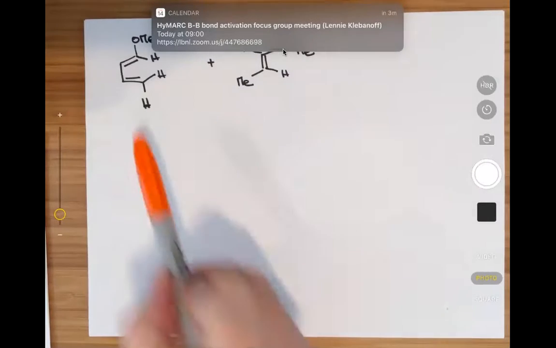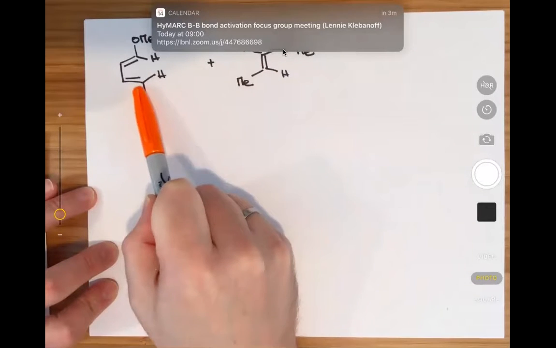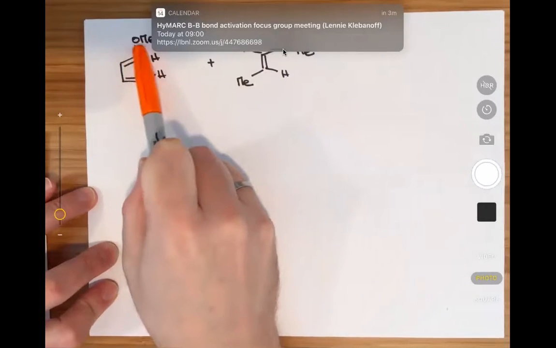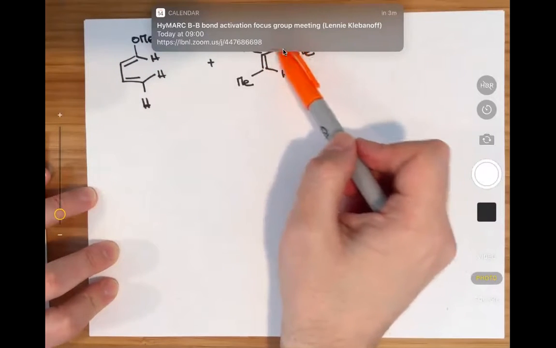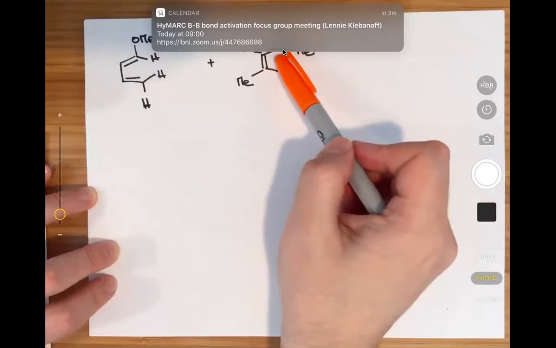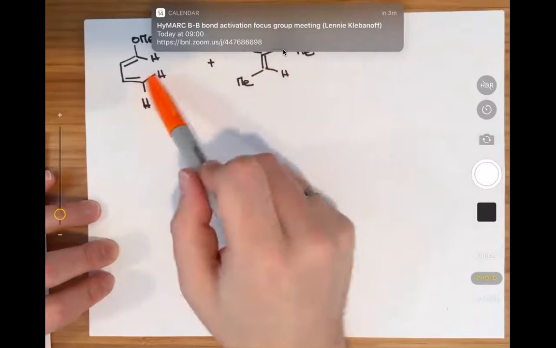That's pretty simple. This is the diene, this is the dienophile. The diene has the electron donating substituent, the methoxy group here, and the dienophile has the electron withdrawing substituent, which is this ketone here. So it's a Diels-Alder reaction with normal or regular electron demand.